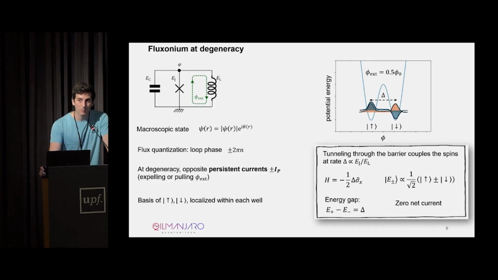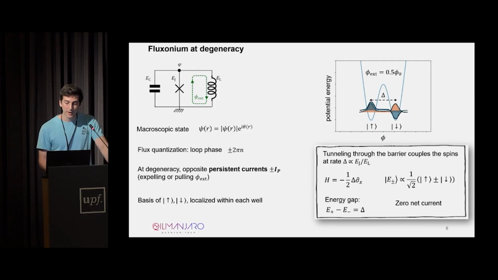So in this regime, the Hamiltonian is purely transverse in the persistent current basis, so it's delta times sigma x. And the eigenstates are symmetric and antisymmetric linear combinations of spin-up and spin-down states. The energy separation between these two states is called the energy gap and is indeed given by delta. One important thing, as you might have already understood, is that because the two opposite circulating currents have equal weight in this eigenstate, the net current flowing through the qubit is actually 0.